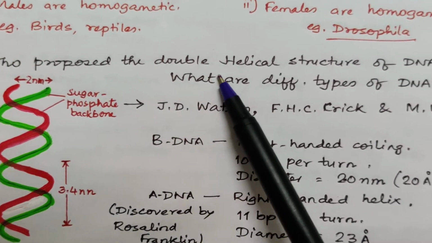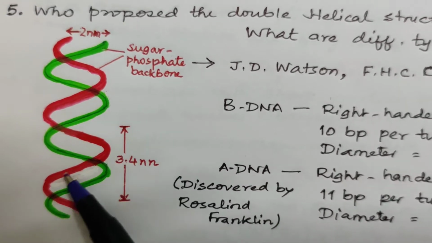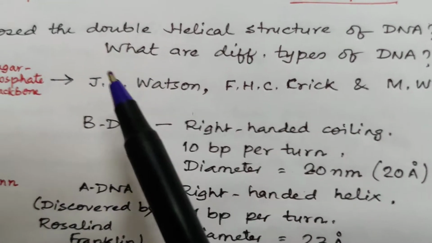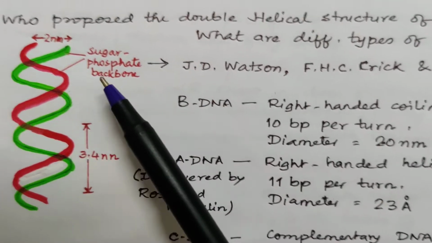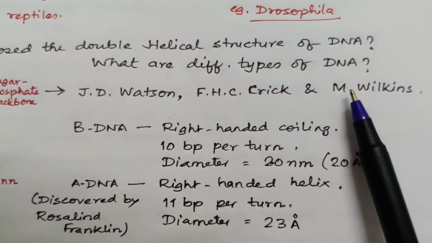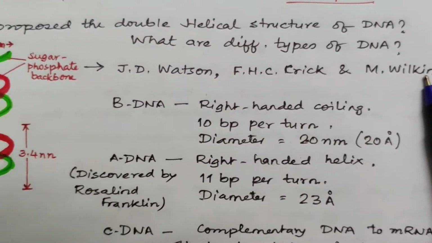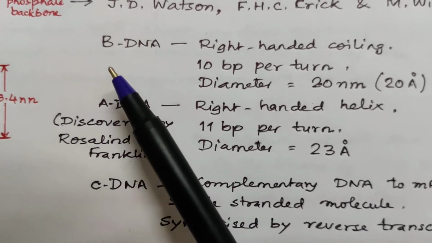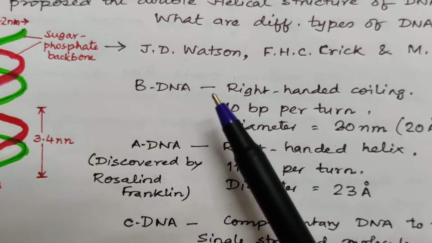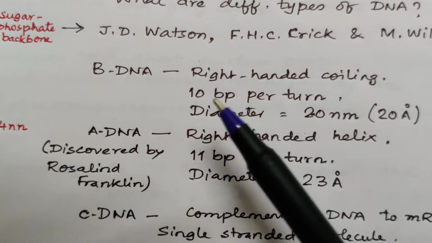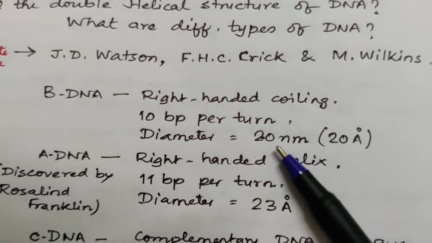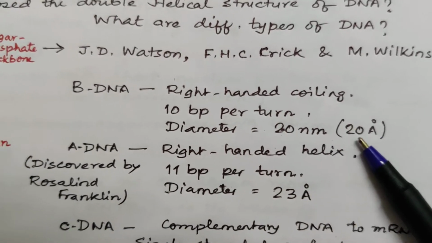Next question is, who proposed the double helical structure of DNA? What are the different types of DNA? The double helical structure was first given by James Watson and Francis Crick along with Wilkins. There are different types of DNA. The structure given by Watson and Crick was known as B-DNA. It has right-handed coiling with 10 base pairs per turn. The diameter is about 2.2 nanometers, that is about 22 angstrom.